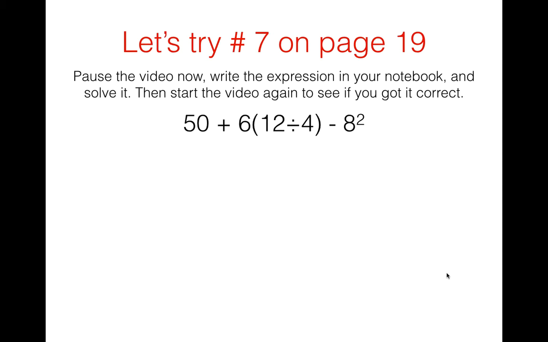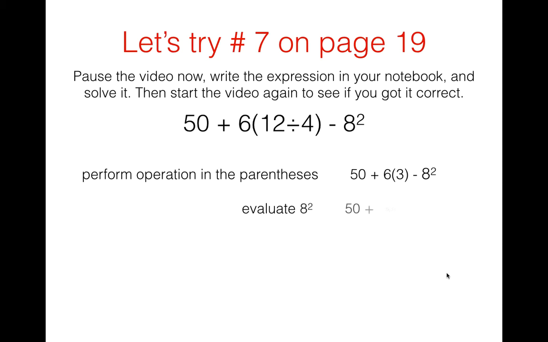Okay, so we have 50 plus 6 times 12 divided by 4 in parentheses minus 8 squared, or 8 to the second power. So the first thing you do is you perform the operation in the parentheses. 12 divided by 4 becomes 3. Evaluate 8 squared, or 8 to the second power. So 8 squared becomes 64.